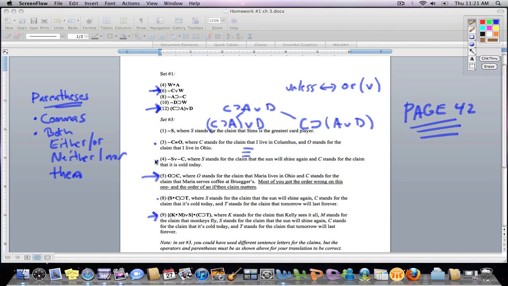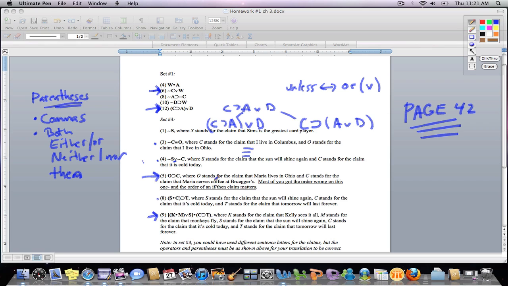Number 4 right here. See if my pen's working. Yep, we're working. The sun will not shine again unless it is not cold today. A quick comment here again: you will get this right probably if and only if you know that unless translates as an or.